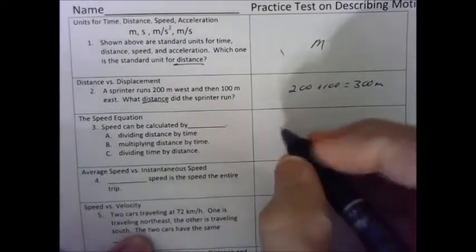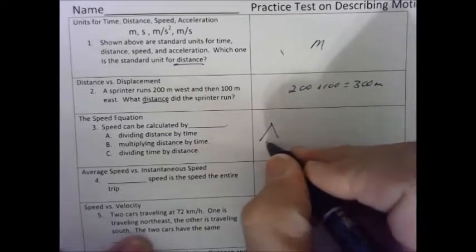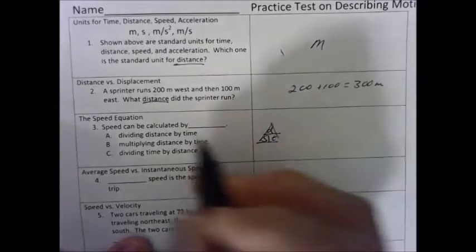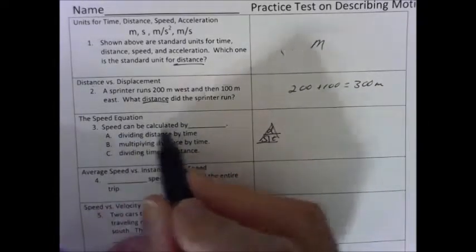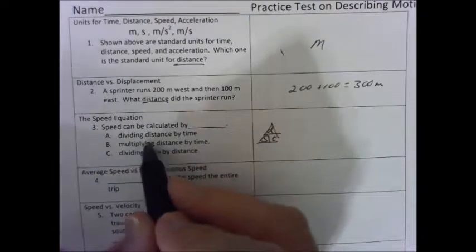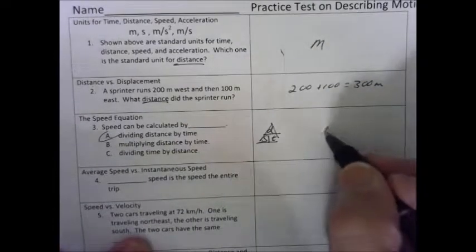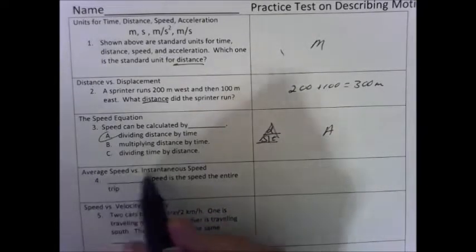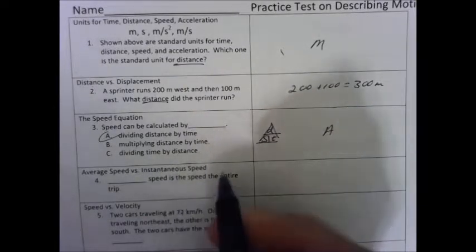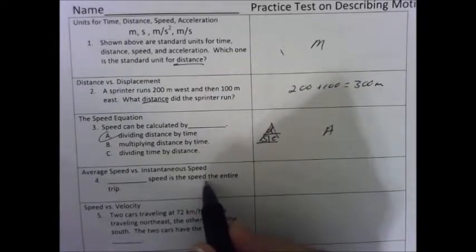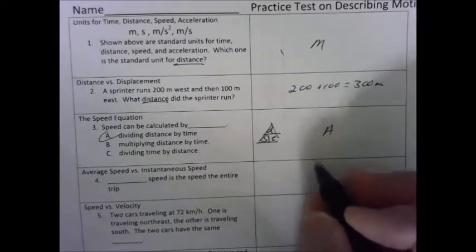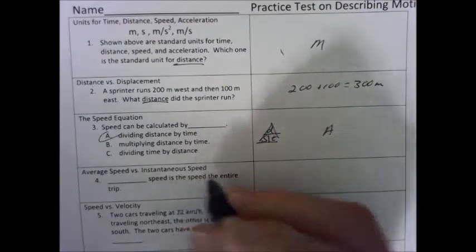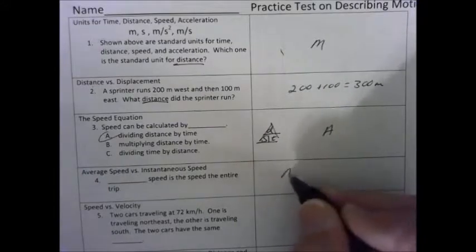The speed equation, you remember that speed is equal to distance divided by time. So speed can be calculated by dividing distance by time, right? So that's answer A. You need to know the difference between average speed and instantaneous speed. So the speed for an entire trip, so the average speed, is the entire distance divided by the entire time. That is average speed.